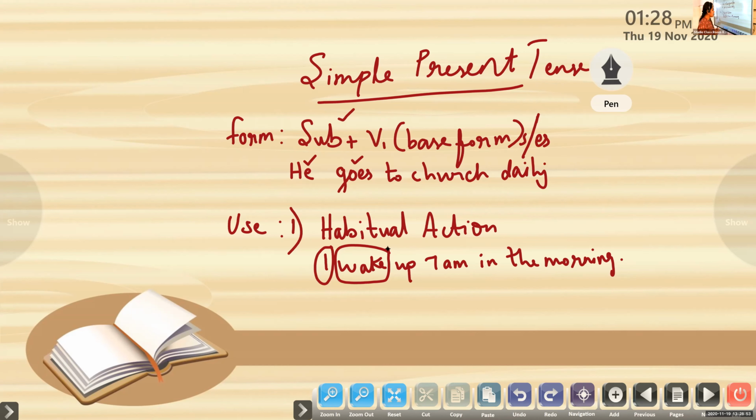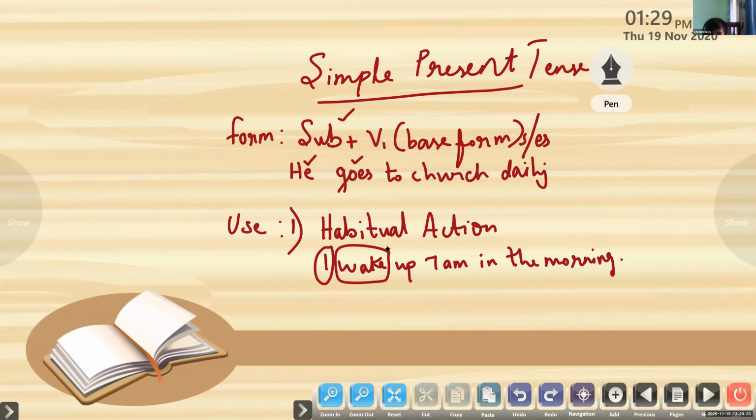So what is the first use of simple present tense? We use simple present tense to say about our habitual actions. Okay. Habitual action. Is that word clear to you? Yes. What is this habitual action? Tell me. The habit of a person. The habit of a person, the routine work of a person, isn't it? Apart from waking up, you do many other things. Can you say something else?